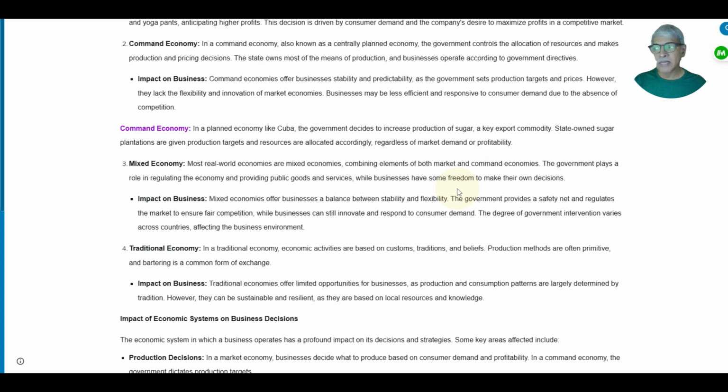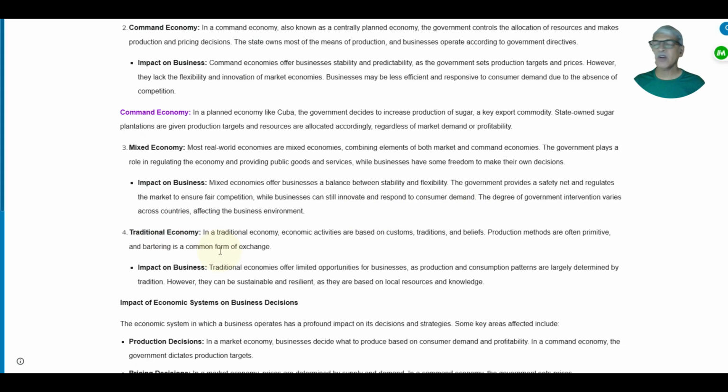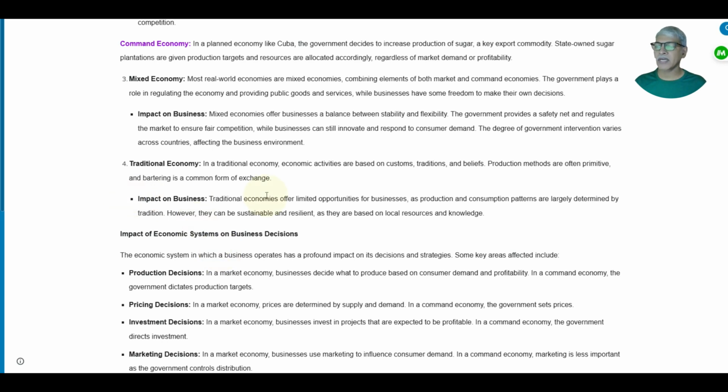Now you have a mix of both, and this is called the mixed economy. So there is a balance between stability and flexibility. At the same time, the businesses can innovate and respond to consumer demand. Then we also have the traditional economy, where the economies are based on customs and traditions and beliefs. So these are the old system of economy, where you have barter systems.